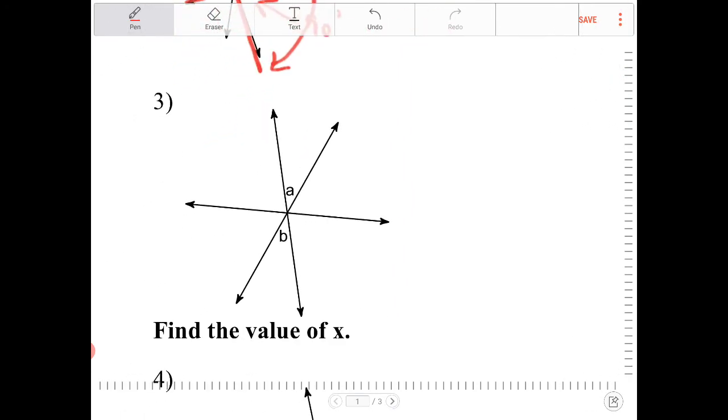Let's take a look at the third one here. It doesn't quite look like the diagram that I had shown you in the beginning of the lesson. However, can you all see that these two lines intersect and form that 2 V's, right? So actually A and B are going to be congruent to one another, and these are vertical angles.